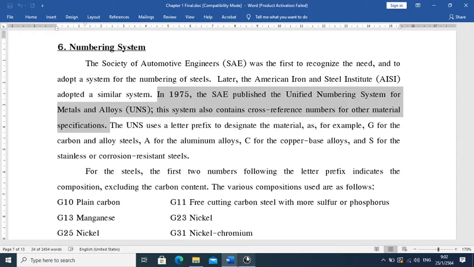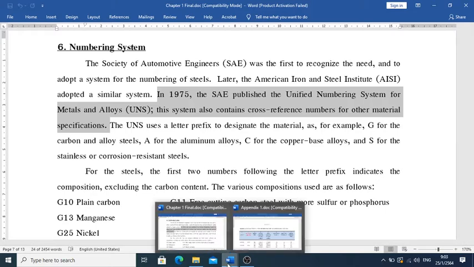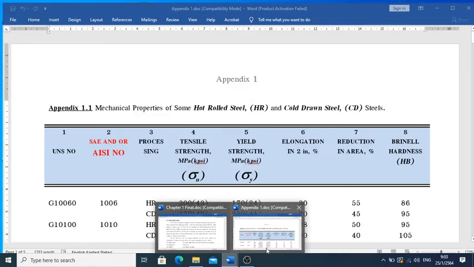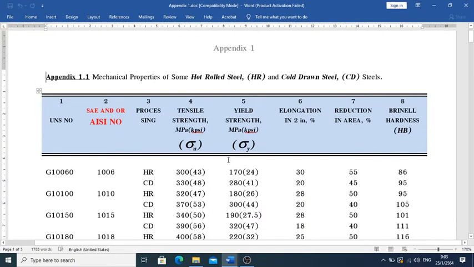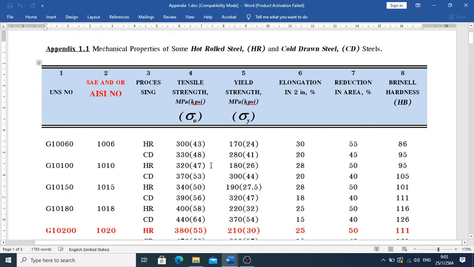Let's see an example of what I just mentioned. Let's look at Appendix number one at the end of the textbook. Everybody, go back to the end of the textbook. Let's go to Appendix 1.1. Appendix 1.1 lists the mechanical properties of some hot rolled steel and cold drawn steel.